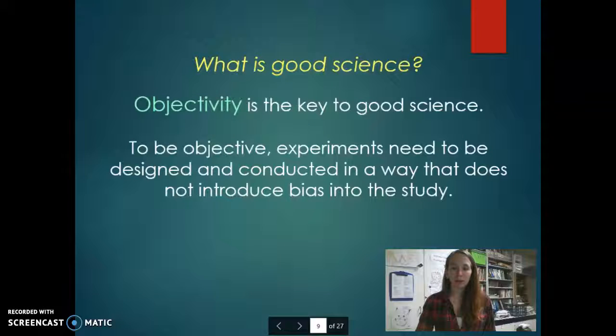Hi guys, welcome back. Today we're going to talk about what good science is. The key here is to look at this word right here, objectivity. So I want you to take a second and think about what objectivity is. What does it mean to be objective?